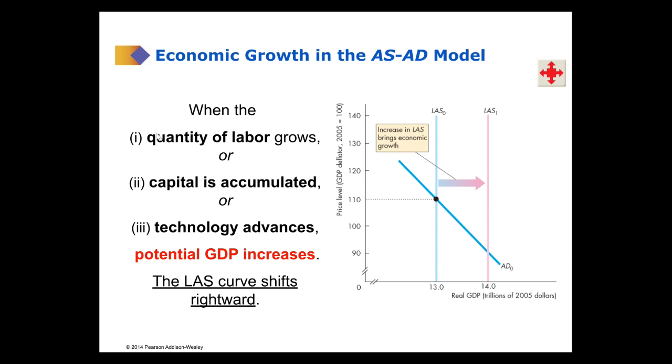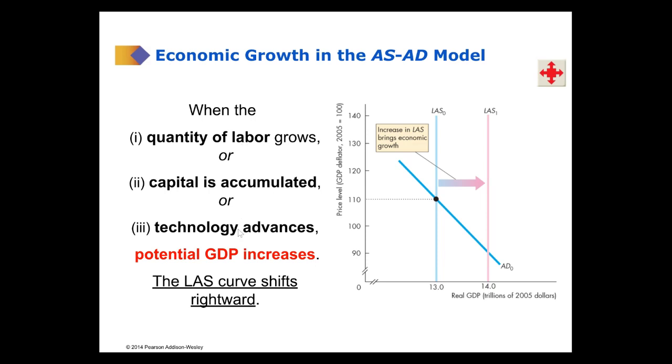Well, this happens if the quantity of labor grows, if there's an increase in the amount of capital that's accumulated and invested in the economy, and if technology advances in some way. If we have some sort of technological advancement that really improves the cost structure for all businesses, then we can have a greater potential GDP. And in this case, the long run aggregate supply curve would shift to the right, and that's a shift that results from one of these three things happening.